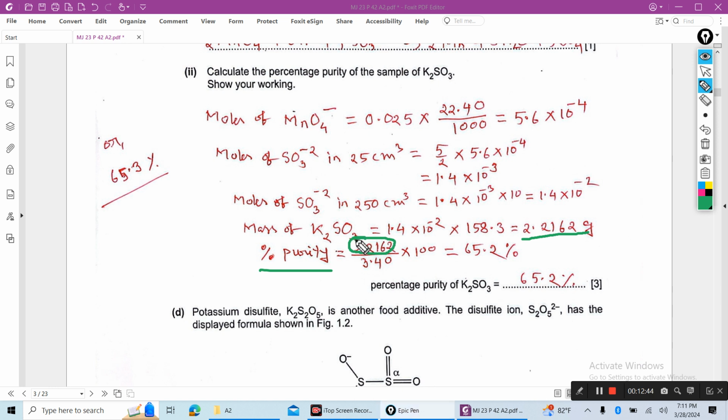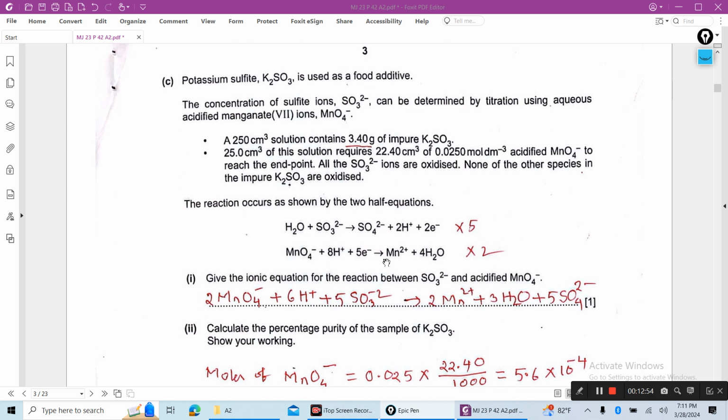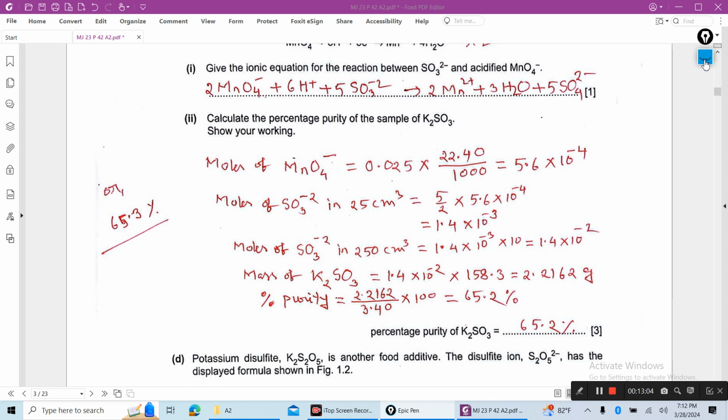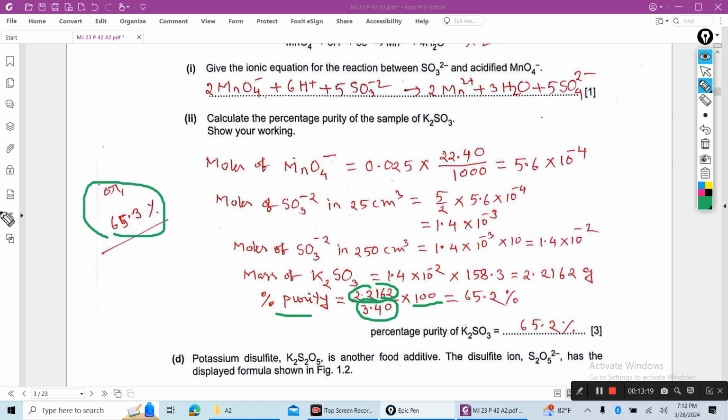Experimental mass, or actual mass, divided by calculated mass. 3.40 is given. Here 3.40 gram is given. So now percentage purity is experimental mass divided by calculated mass times 100. You will get 65.2 or 65.3% as the answer if you calculate.